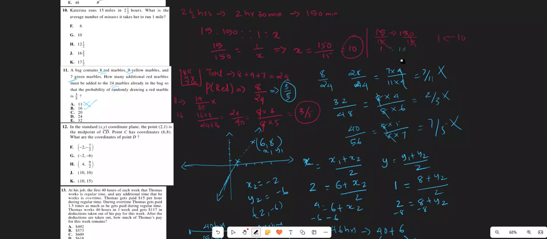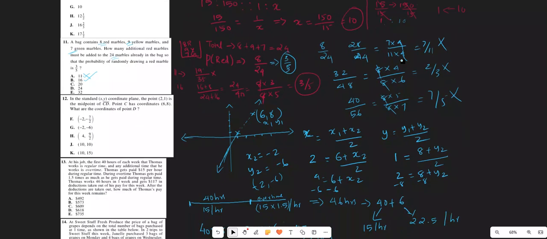If you have time, you can check the other answers also to make sure the one you are choosing is the right one. Because we got the right answer, I'm moving on to the next problem. If you want to check whether the other answers also give you 3 over 5, just pause the video and try by yourself. Okay, moving on to the next problem, problem number 12.